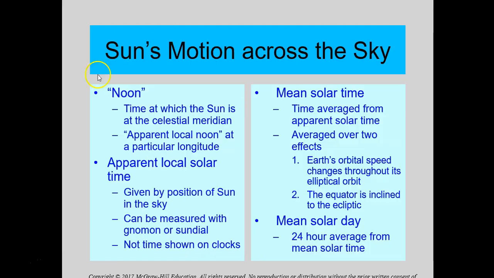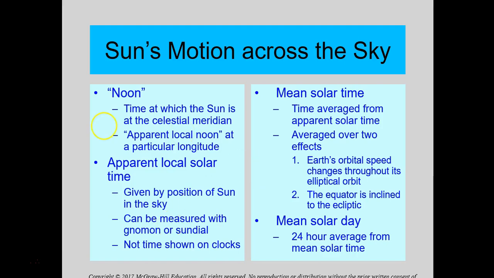Now, in terms of what we call noon, noon implies that it is the point where the sun is at the highest point in the sky above you. It's referring to the fact that it is over whatever your meridian is on the surface of the Earth. So we call that apparent local noon. That would be at a particular longitude. What you would call noon would be the point where the sun is at its highest in the sky. After noon is when it starts to set.